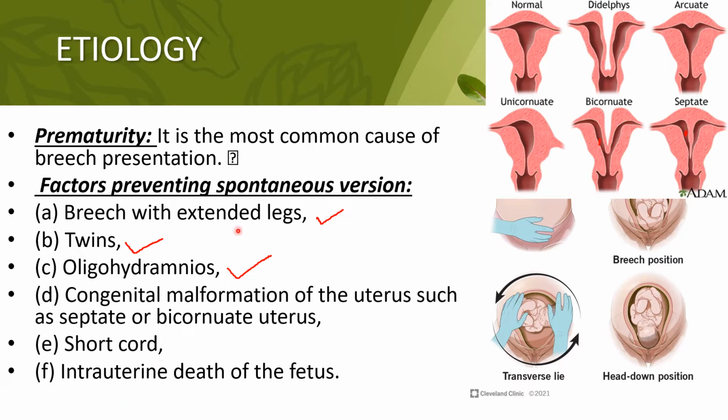Clear? The next one is a short cord. The umbilical cord length is very small. In that condition also they cannot go for spontaneous version. Then intrauterine death of the fetus, IUD. In IUD conditions also the fetus itself cannot move. Okay.